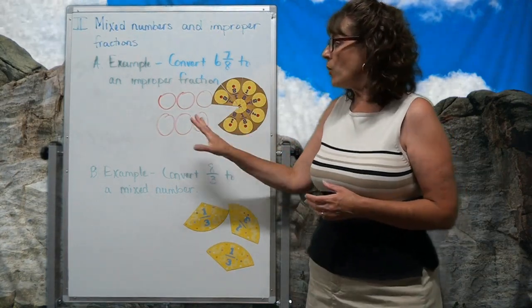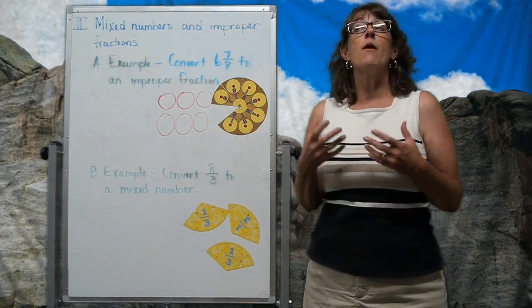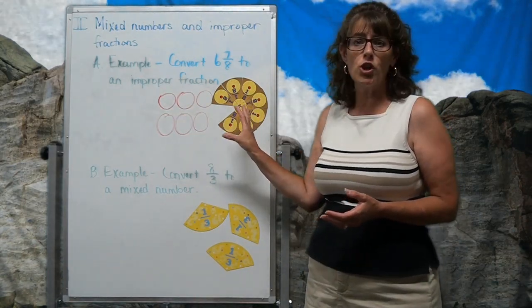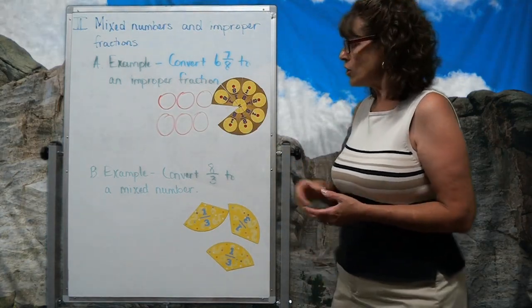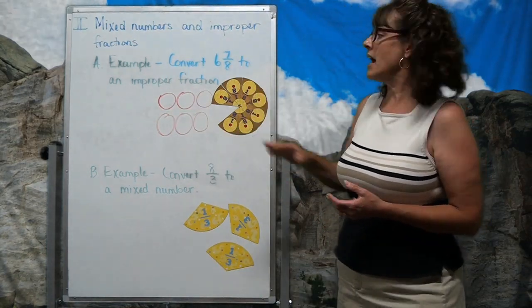Now, in terms of doing this conversion, now that you understand the different ways of representing these whole numbers and these fractions, I'm just going to go with the circular idea to go with this concept of being able to convert. So here are my 6 whole pies. Here's that 7/8 of that last pie.